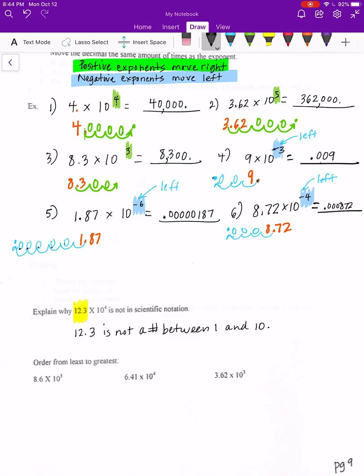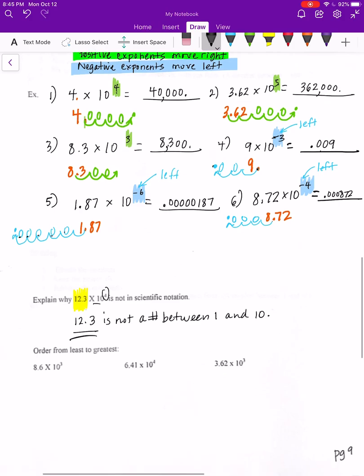Now, you have to be specific. You can't say it's just not a number between 1 and 10. Because if you don't know anything about this, you would say, well, 4 is between 1 and 10. What do you mean it's not between 1 and 10? Or there's a times 10. I don't know. Is that between 1 and 10? So be careful there. You have to say 12.3 is not between 1 and 10.